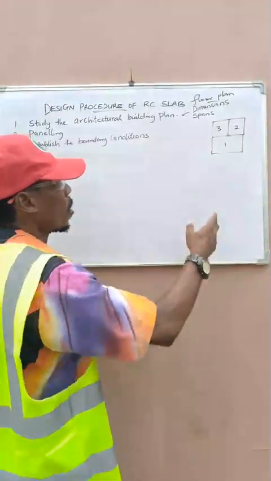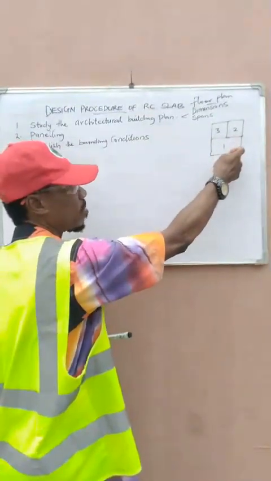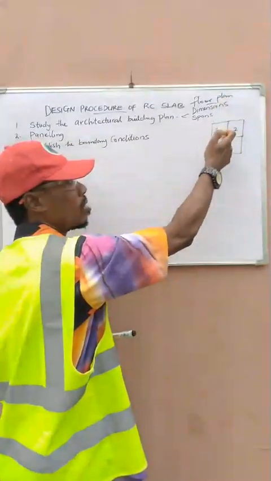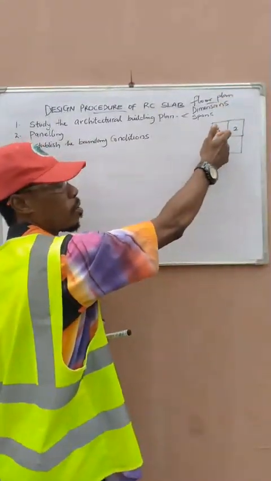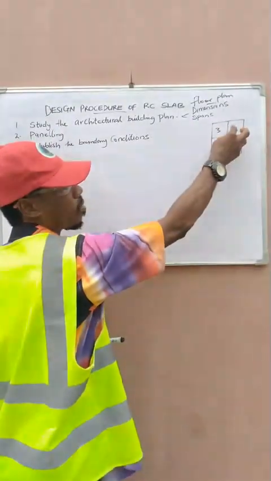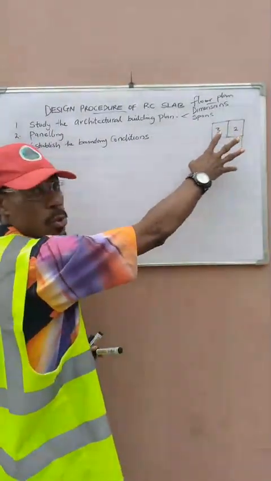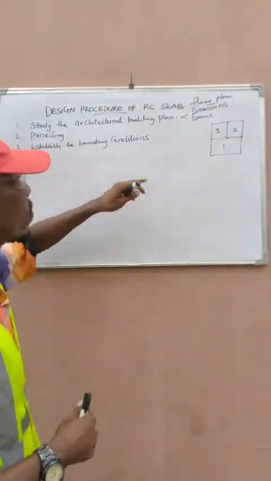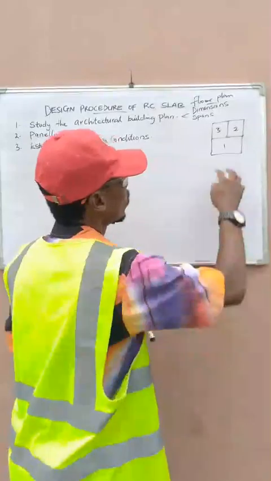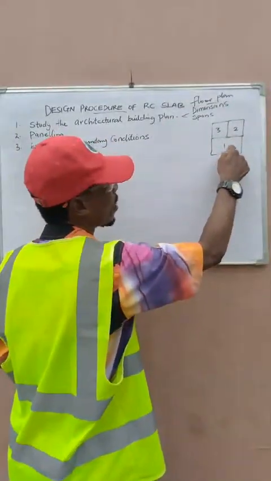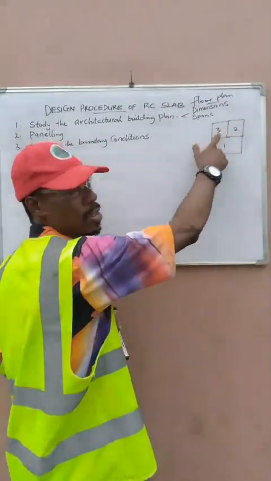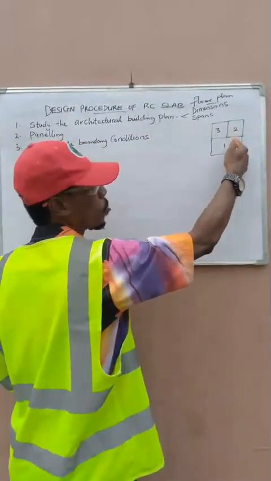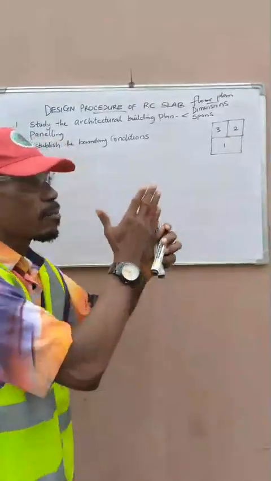At the end of the day, you're expected to design this panel, provide reinforcement for this panel, design panel 2, provide reinforcement for panel 2, design panel 3, provide reinforcement for panel 3. Then you bring the reinforcement back together as one slab. That is what the design is all about. So establish the boundary condition. Understand that panel 1 is connected to panel 2 and panel 3. Then panel 2 is connected to panel 3 and also to panel 1. So there is this boundary condition.